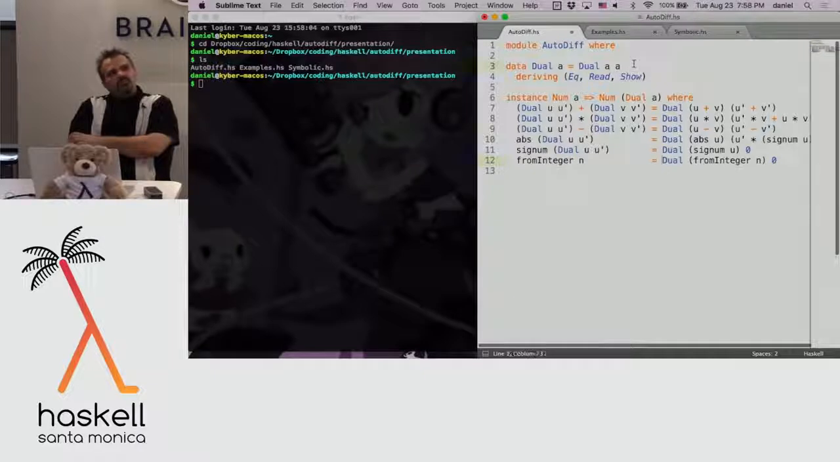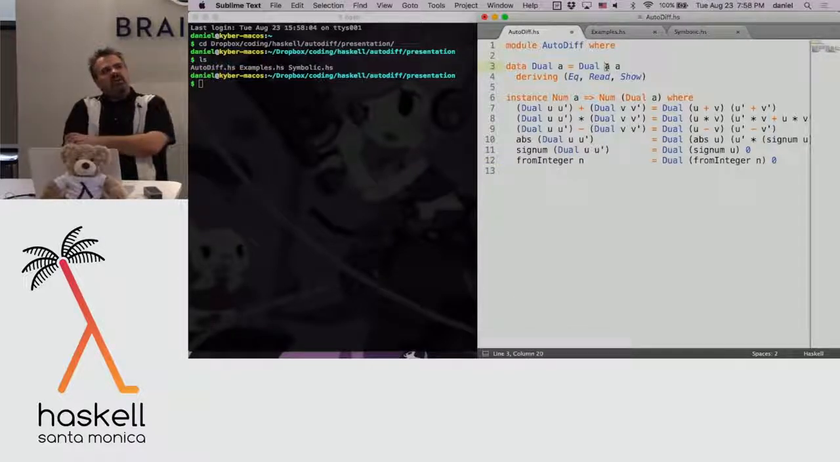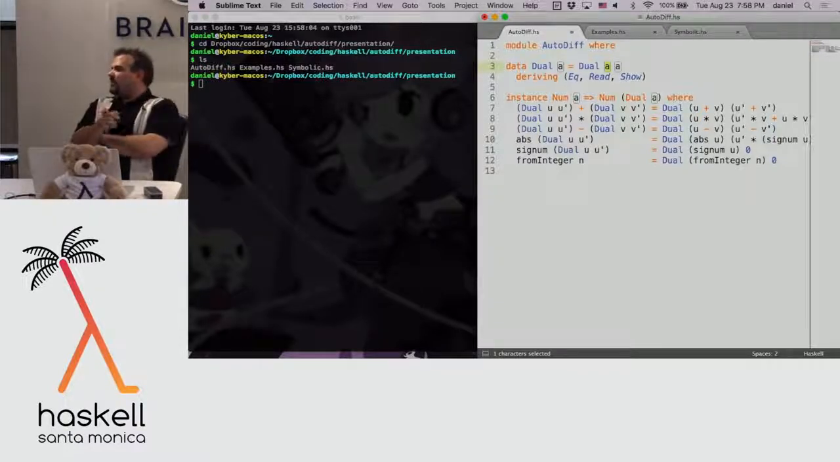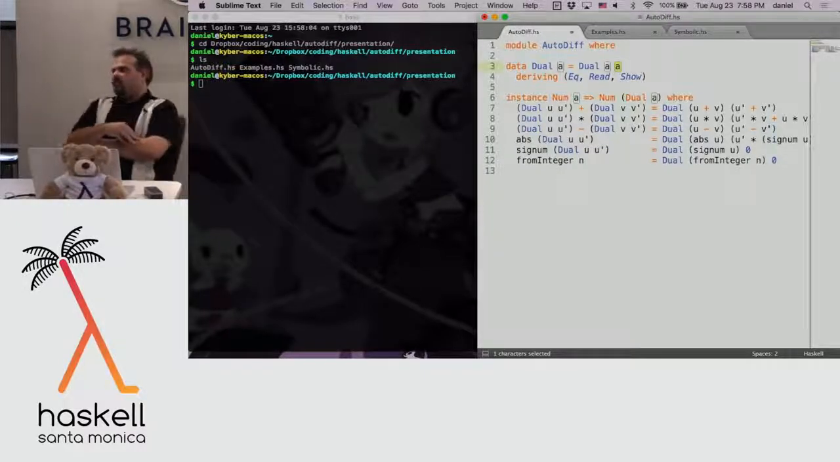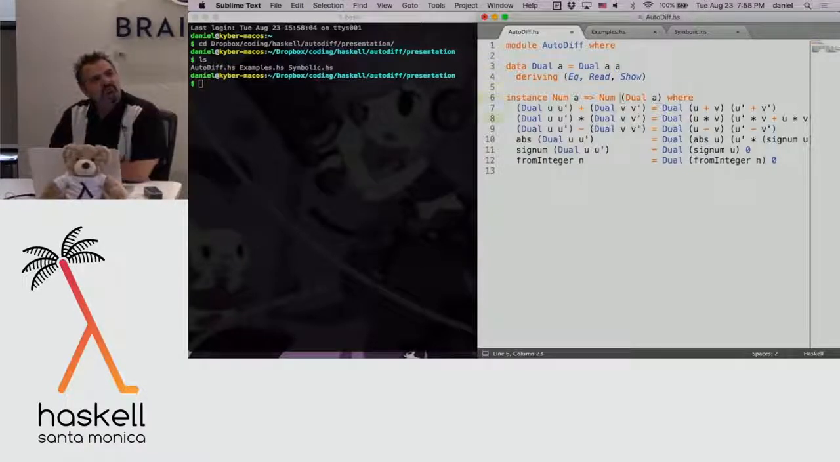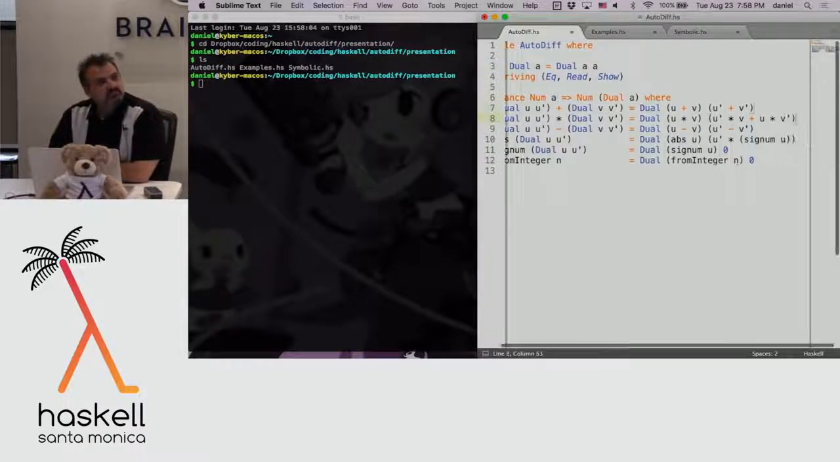So what is my dual keeping track of? If we think of the motivating example, the dual is keeping track of two things. The first thing is the point on the graph, the y value of the point on the graph. And the second number is keeping track of the slope of the graph at that point. And that's why it's following the derivative rules when we want to write this instance.